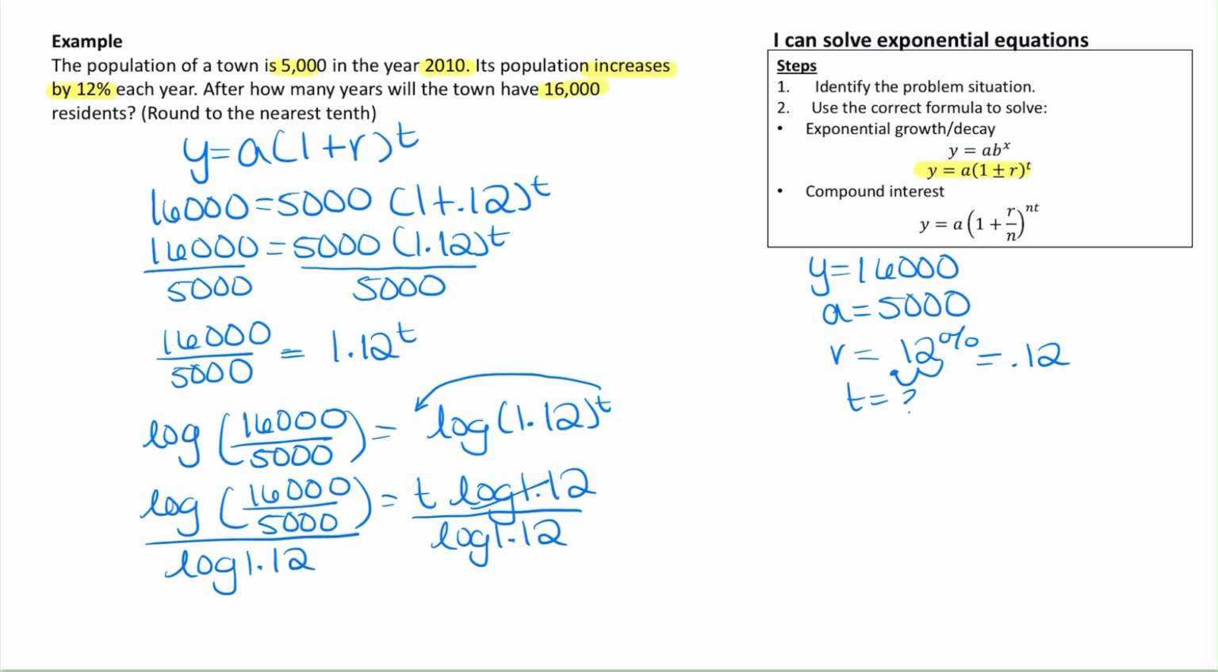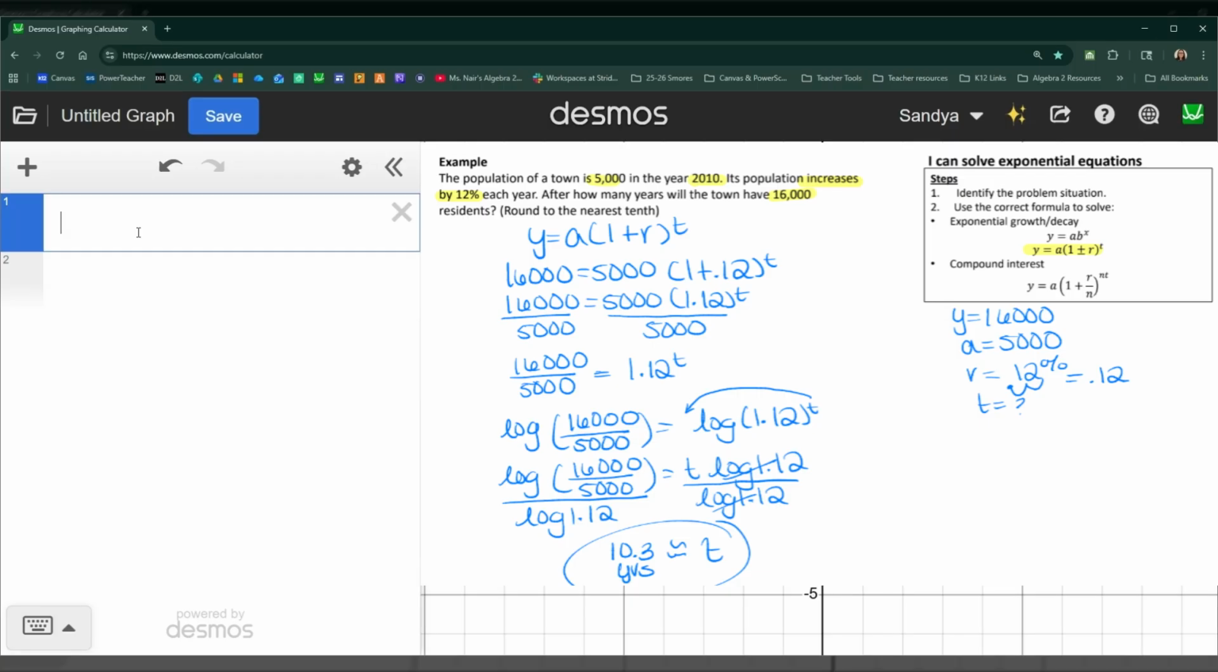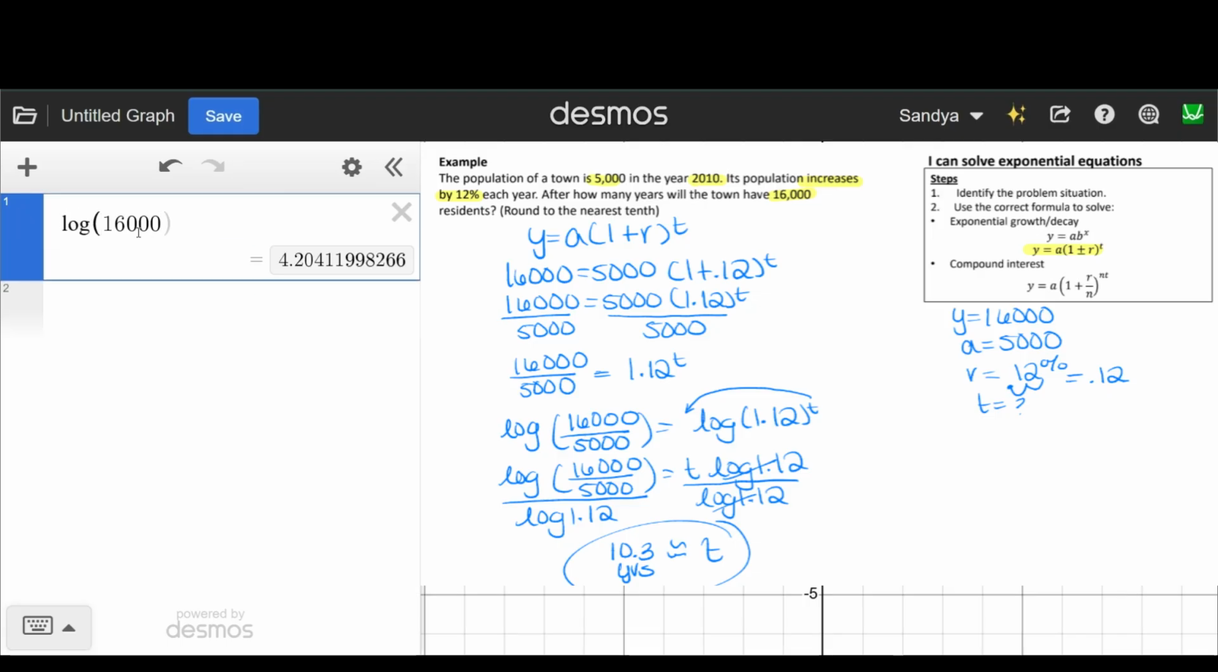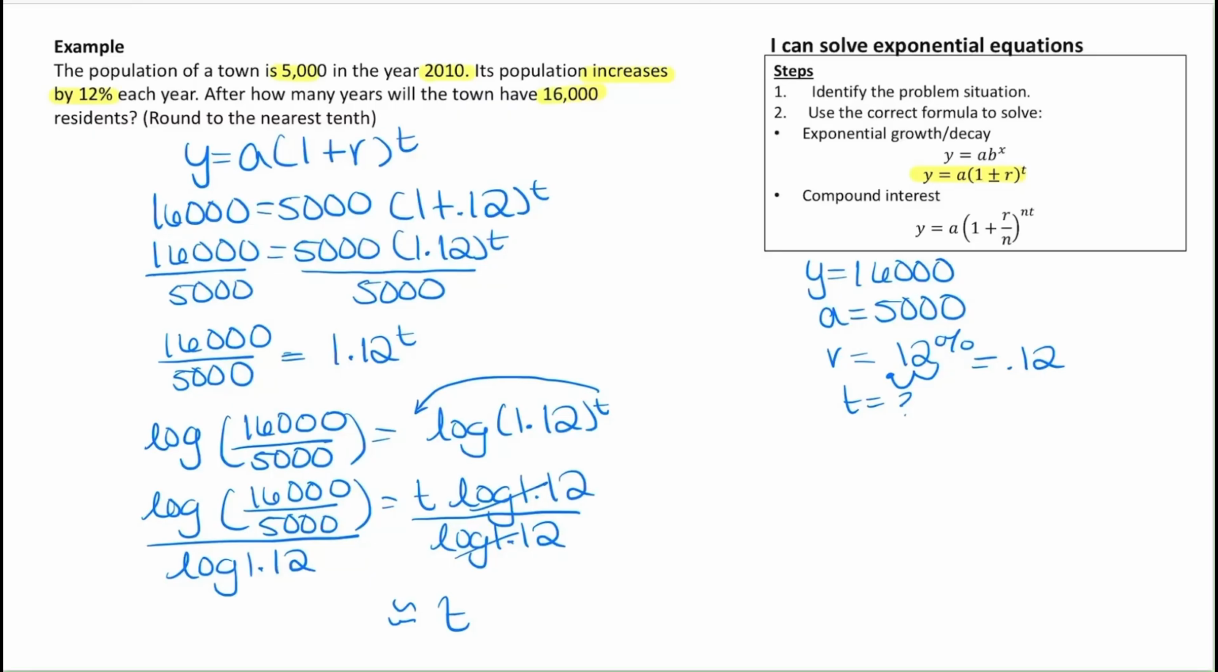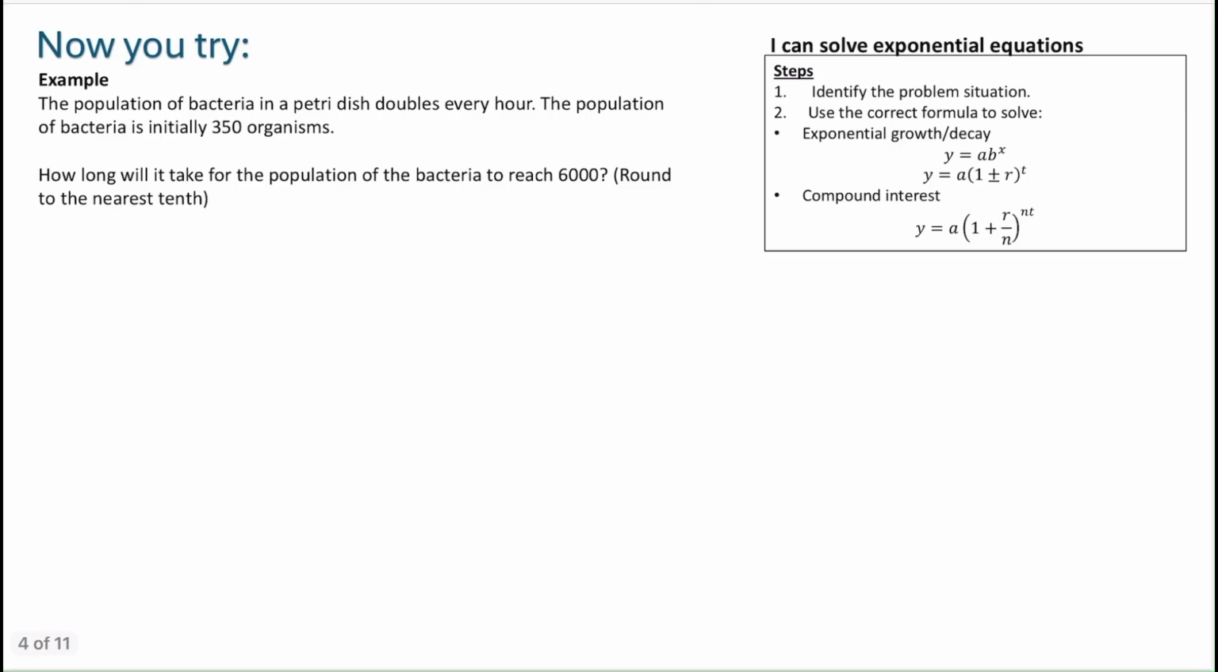And so now we've successfully isolated t, so we're just going to approximate this value using our calculator. So when we type this into Desmos, we're going to do log of parentheses 16,000 divided by 5,000, and then we're going to make sure to close the parentheses before we do divided by log of 1.12. So Desmos told us the answer was approximately 10.26, so we're going to round to the nearest tenth, which is about 10.3. And in this case, our units are years. So now you can pause the video and try doing this example on your own.